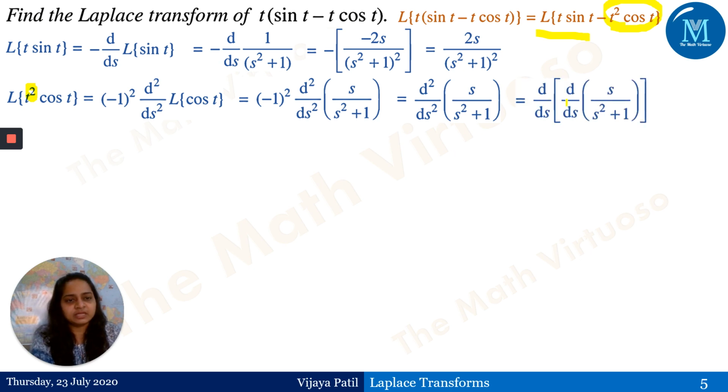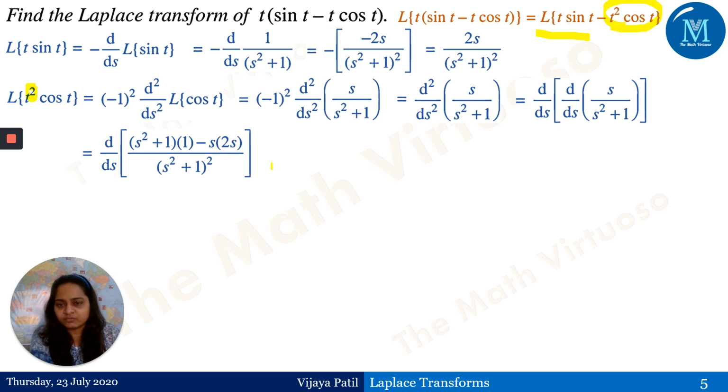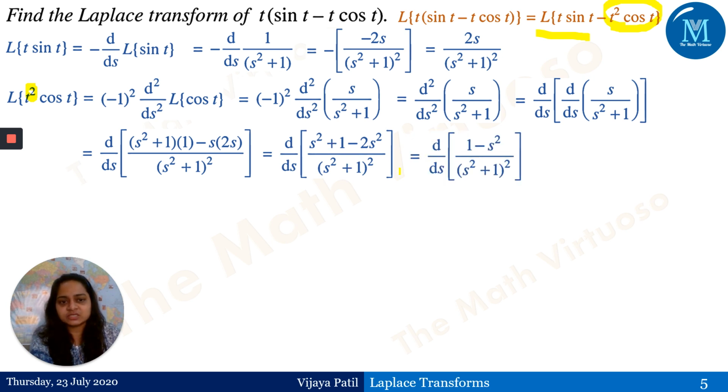So we are divided into two parts actually, d upon ds into d upon ds of s upon s square plus 1. So differentiation of s upon s square plus 1, again by the u by v formula, which I have explained in the last slide. The same we have applied here. After simplification, we have got this as the answer, 1 minus s square upon s square plus 1 the whole square. Again, we have to differentiate this term with respect to s.